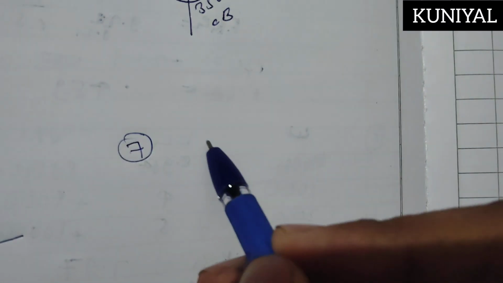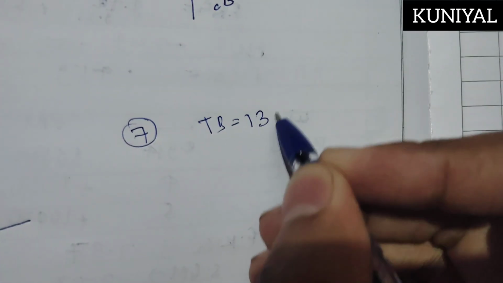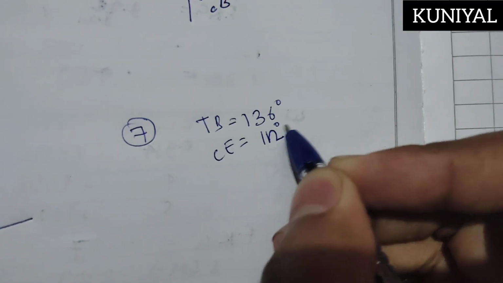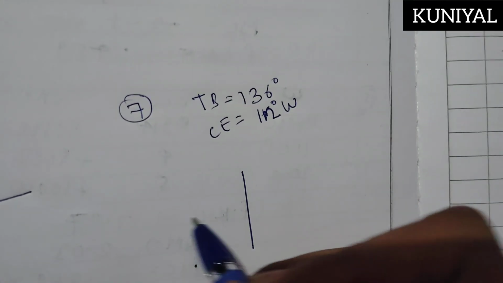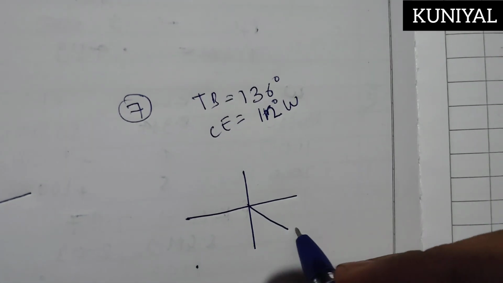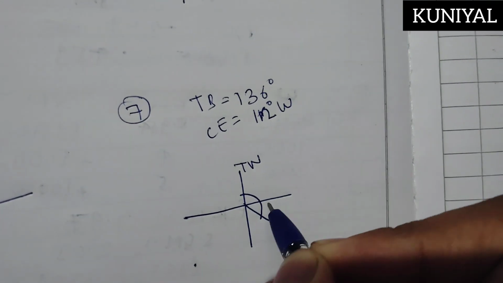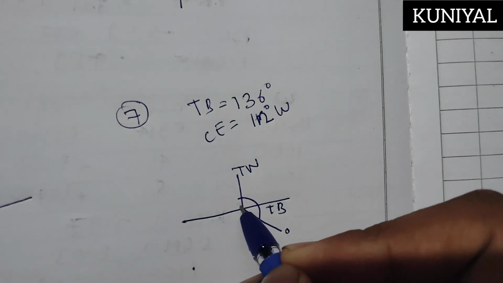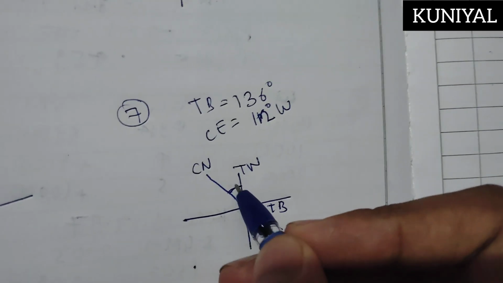Seventh question, true bearing equal to 136 degrees, compass error is 12 degrees west, this is 12. So by diagram, 136 degrees will be somewhere here. Object, true north, true bearing. The compass error is 12 degrees west, which means compass north will be here, and this is the compass error of 12 degrees west.